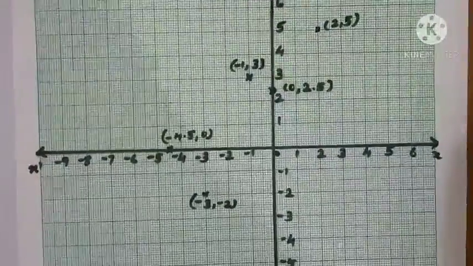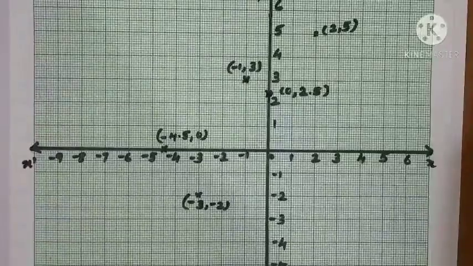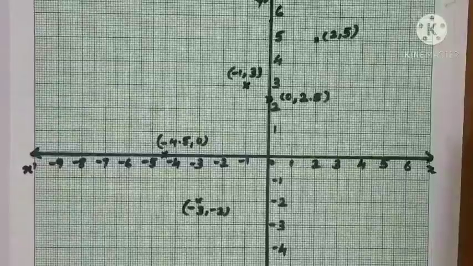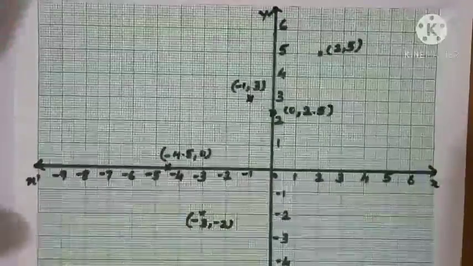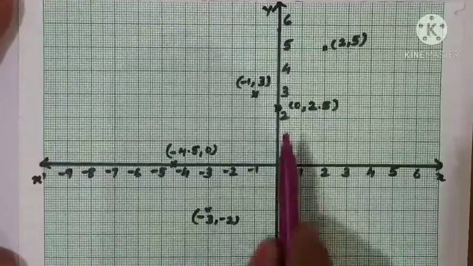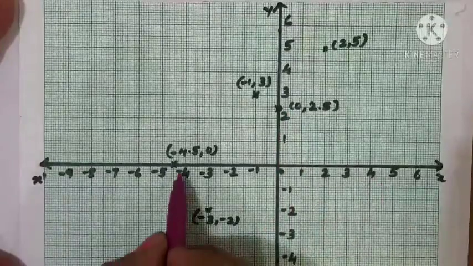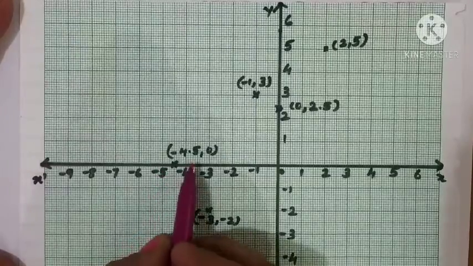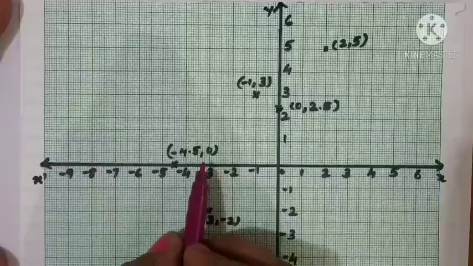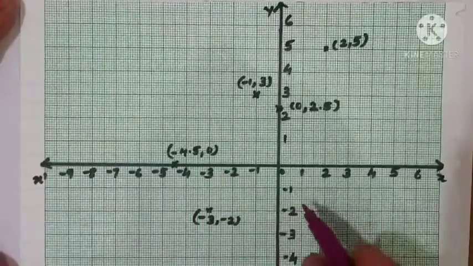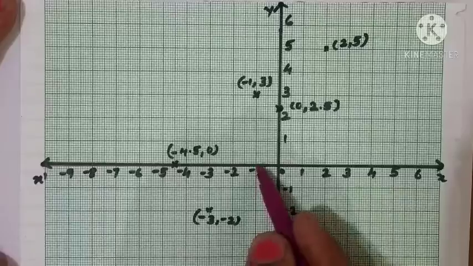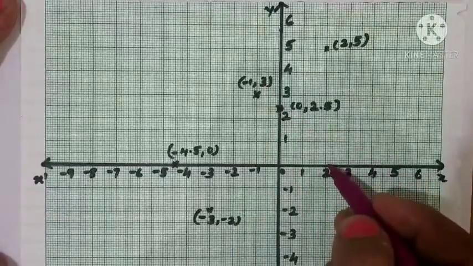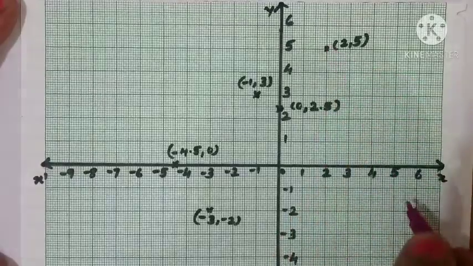See, when you are plotting on graph paper, don't forget to mark the x-axis and y-axis. So the first point is 0, 2.5. It is here, 0, 2.5. Minus 4.5 comma 0. So minus 4.5 means between minus 4 and minus 5, and 0 means no movement on the y-axis. What is the next point? Minus 1 comma 3. Minus 1 is here, 3 is in the upward direction. 2 comma 5, 2 on the x-axis, then y is 5.